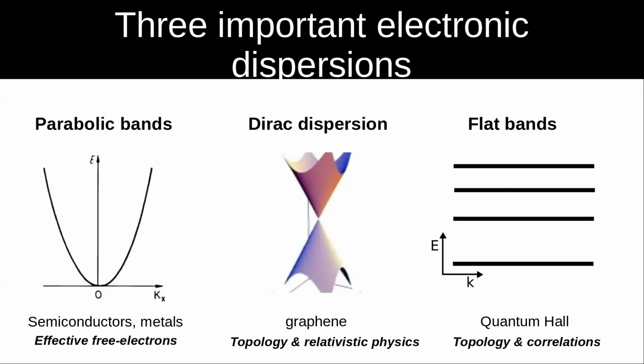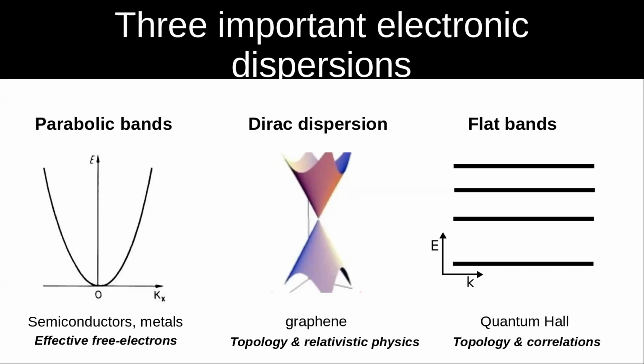Okay, so let us look now at 3 very specific cases of electronic dispersions. And these are, let's say, very simplified limiting cases. And of course, real materials have a mixture of the 3, but these are essentially 3 specific scenarios that are very useful to consider.